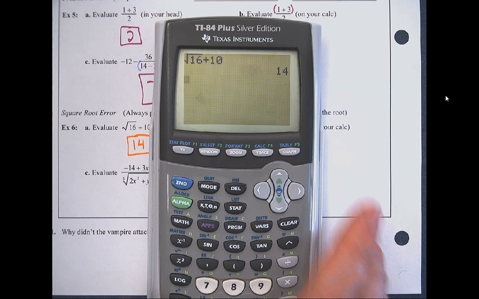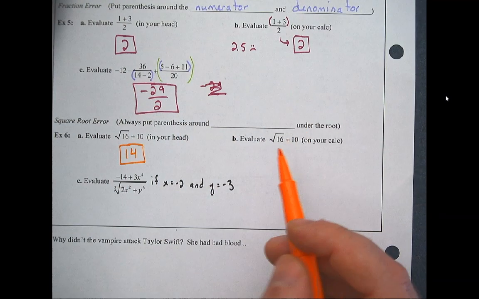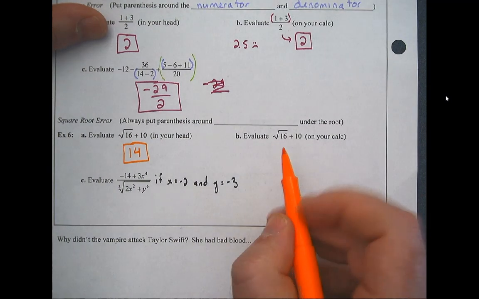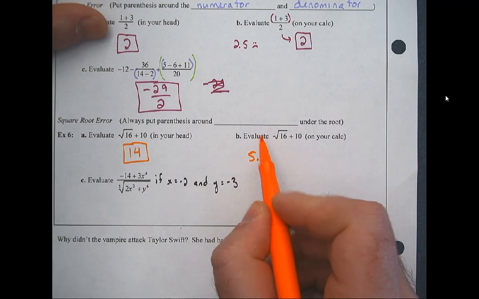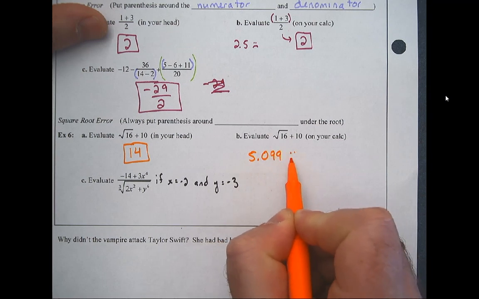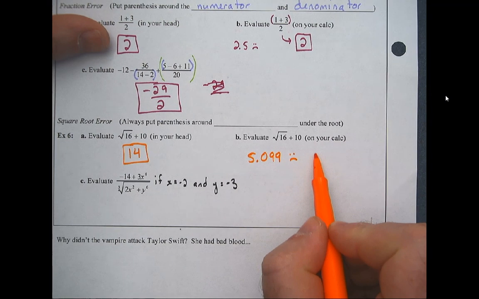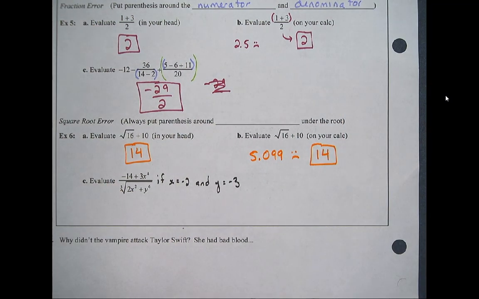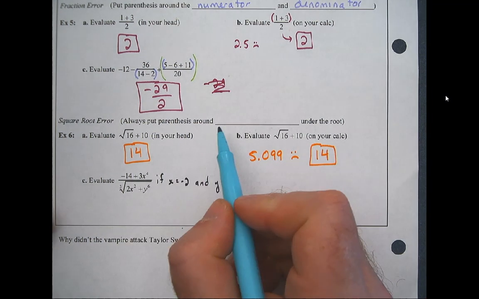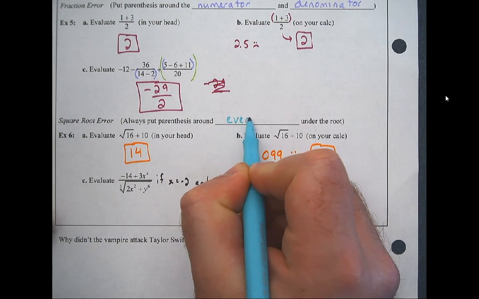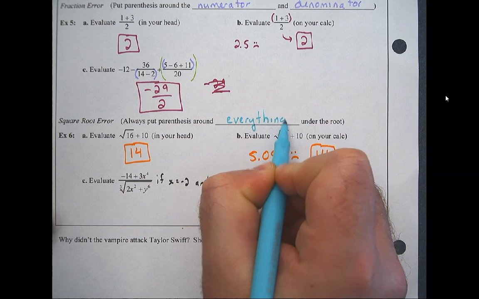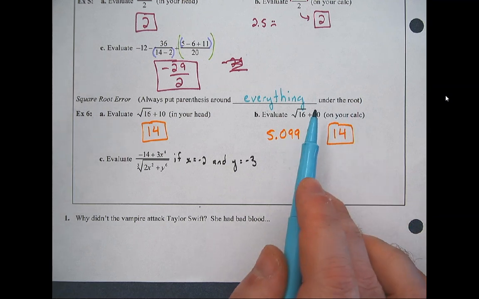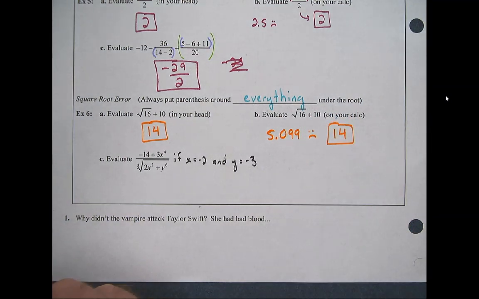So a couple tricks for either style of calculator. So what did we get first? 5.099. Nope. But then when we did it again, we did get the right answer of 14. So what's the takeaway here? What's the hint? The reminder is always put parentheses around everything under the root. Now that has a double implication because if it's not underneath the root, then you don't want to include it under the root.